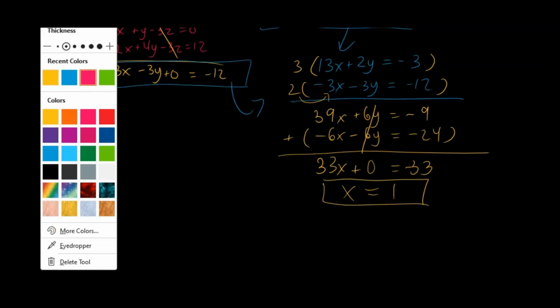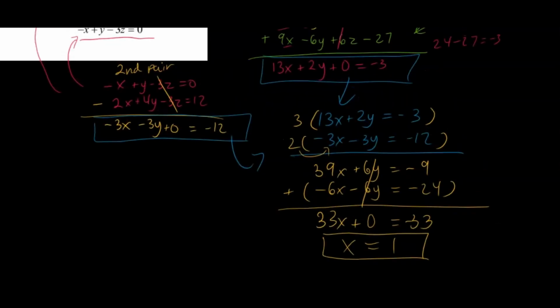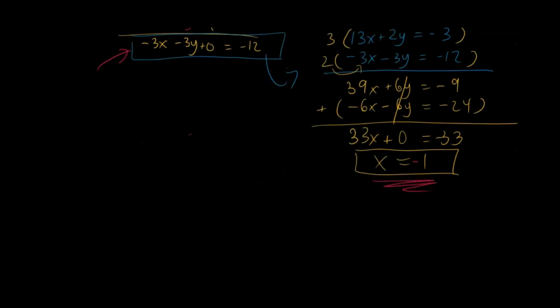But yeah, now that you know this, we want to go back and now you can choose one of the 2 pairs of equations we had. So this was pair 2 and this was pair 1. Pick any of those, right? I'll just use this one right here because it's closer. All right, so now we can just write this out. -3x minus 3y equals -12. And since we know the x value, we can just plug it in and solve for y.